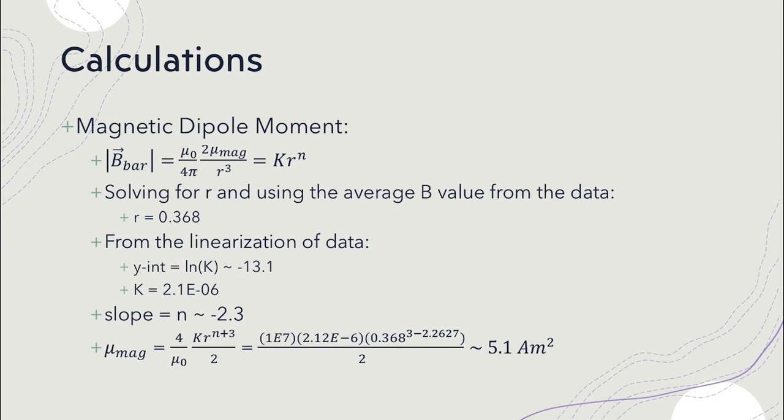And finally, the equation can be rearranged for mu mag. This allows us to plug in our values that we just discussed to find the magnitude, and this gave us a magnitude of around 5.1 Am squared.